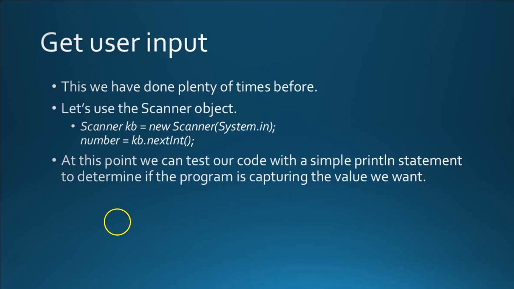At this point, the reason I said the 3 steps is because up to this point, it was pretty self-explanatory. So now we can go ahead and test our code with a simple print line statement to determine if the program is capturing the value we want going into number, because we want to get it from the user. So let's say they typed in 5, and you do a System.out.println and you get 5, you know that you have a correct line of code. But if they entered 5, and you do your System.out.println of number and you got 4, you may want to look at your code and see what's going on. If it is correct, we can move on to the final pieces of code here.